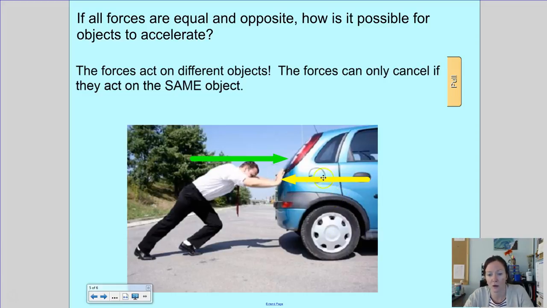So, really important to remember that forces only cancel each other out if they're acting on the same object. Newton's third law always talks about two different objects. So that's the end of the Newton's laws. Make sure you have all of the vocabulary and examples written down, and move on to the practice.